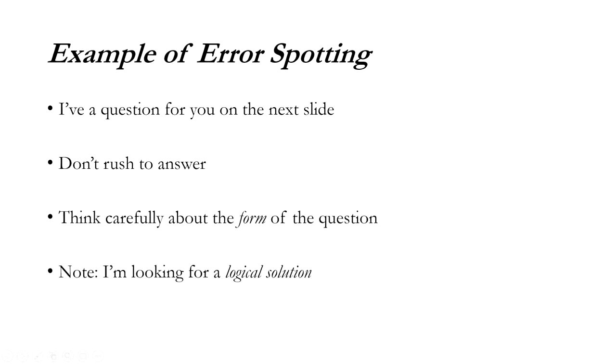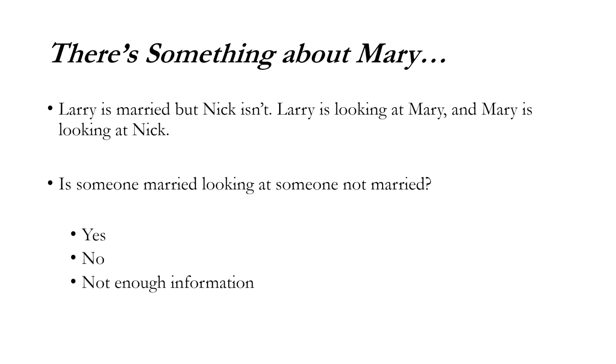Now, I have a question for you on the next slide that will sort of combine the insights here, especially this relationship between algebra and geometry and also the cognitive habits discussion. But don't rush to answer. Think about the form of the question, and note that I'm looking for a logical solution, okay? Here it is. Larry is married, but Nick isn't. Larry is looking at Mary, and Mary is looking at Nick. Is someone married looking at someone not married?